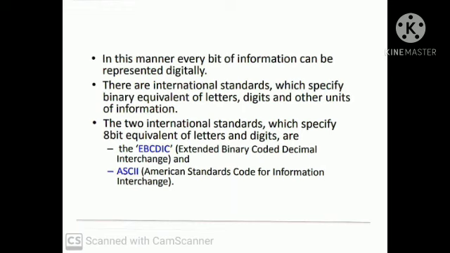So what is a byte? A byte is used to represent characters and digits. A unit of 8 bits is called a byte. Then what is a bit? Each digit in the binary system, either 0 or 1, is called a bit.